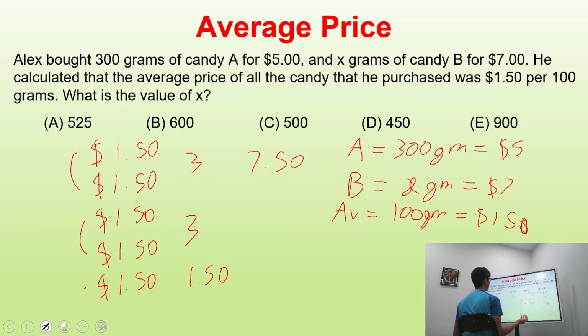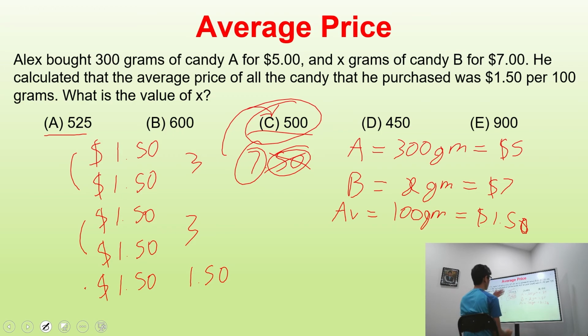And we can just assume that's really close to any of these answers, and the closest one will be C, because we know that each $1.50 will equal 100 grams. We know that it's going to be around either 525 or 500. But since we see that this $1.50 is here, we have to assume that there's nothing there, and we just keep the 7. So the closest answer would be 500, which would be C.